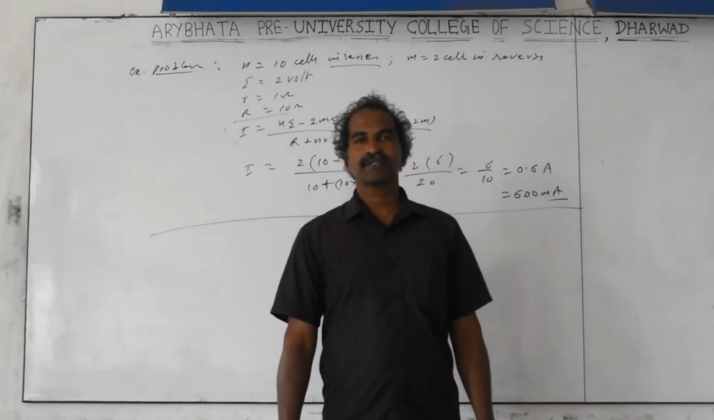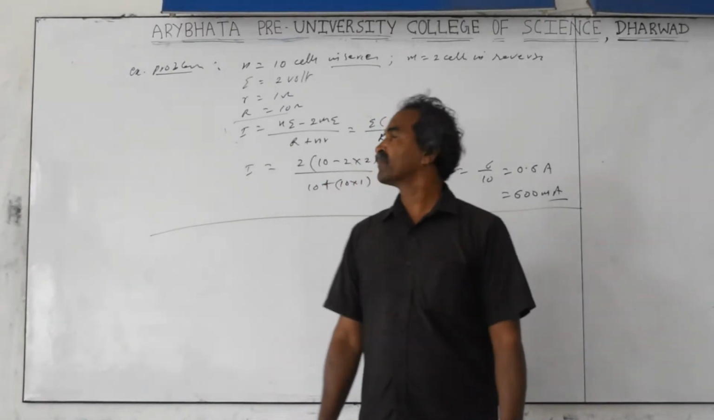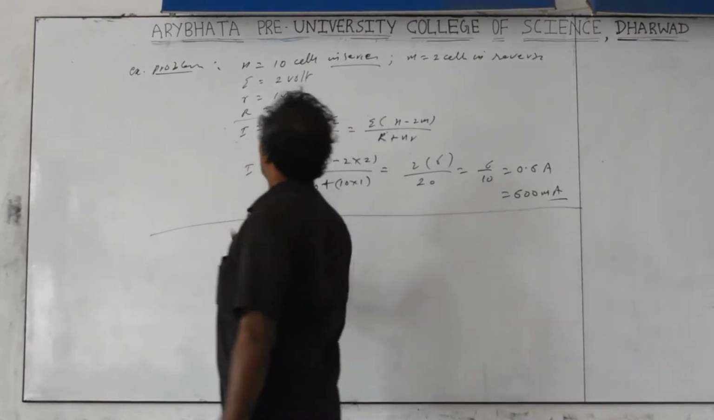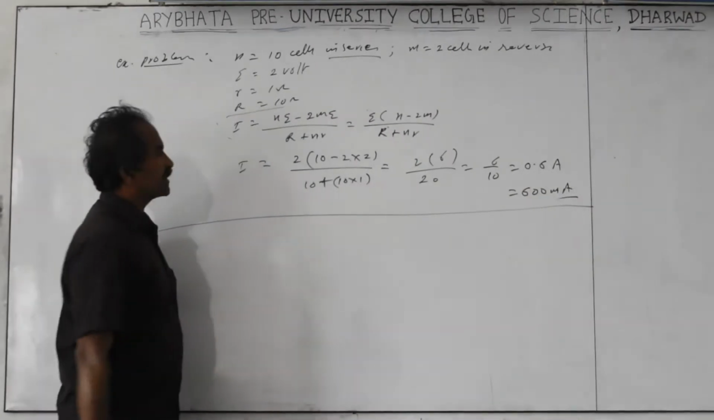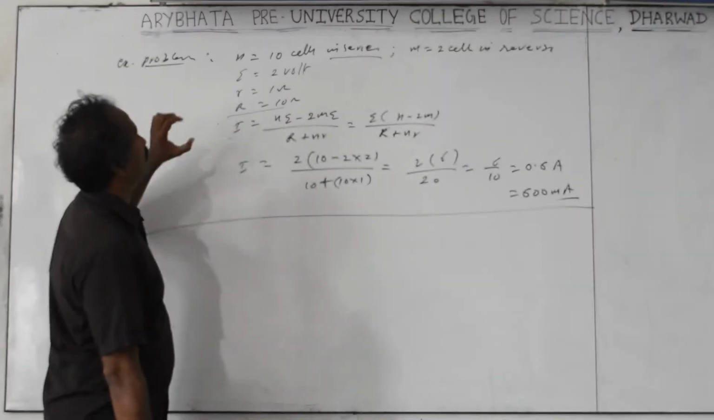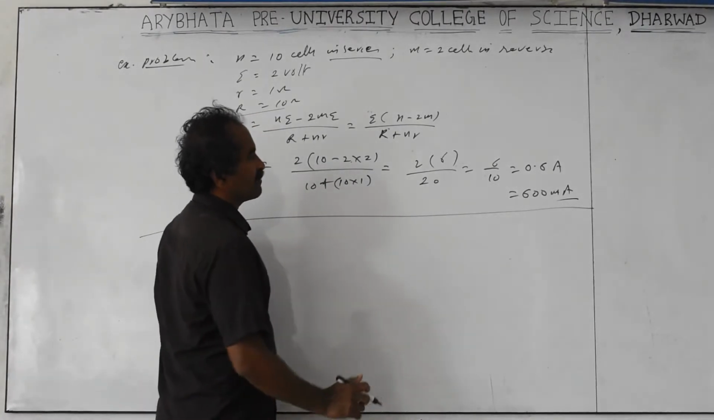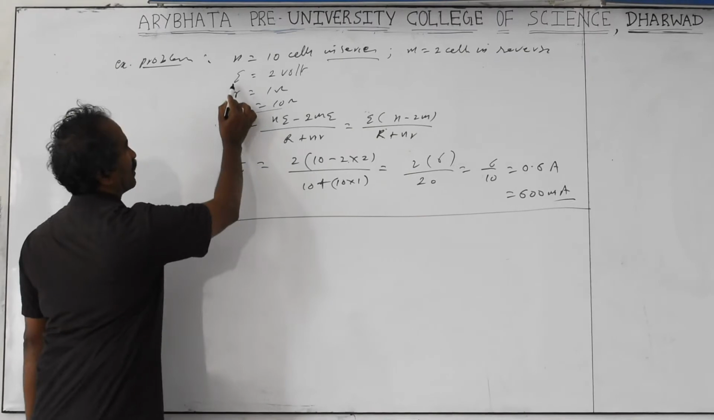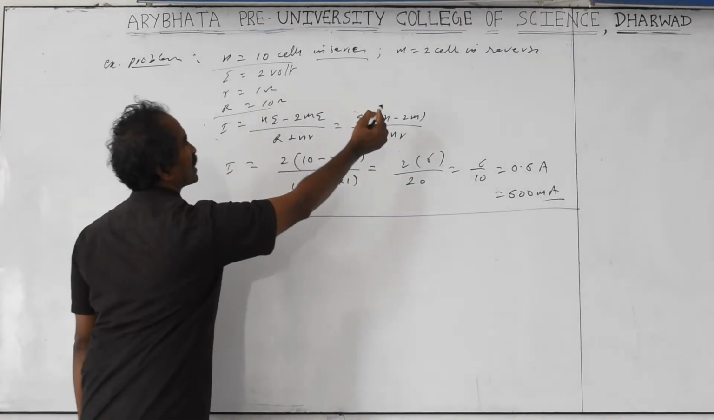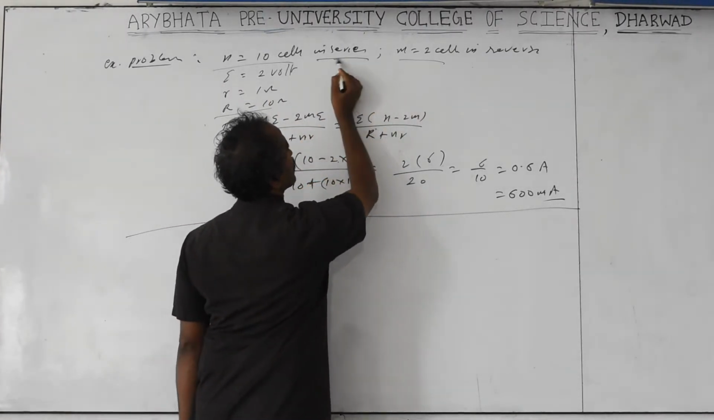Good morning, students. In the previous class problem, I gave you the formula and data. Also, the answer you will be getting is 600 milliamperes, or 0.6 amperes, as the current. Number of cells is 10. In that, two cells are reversed. All are in series. This point is important.